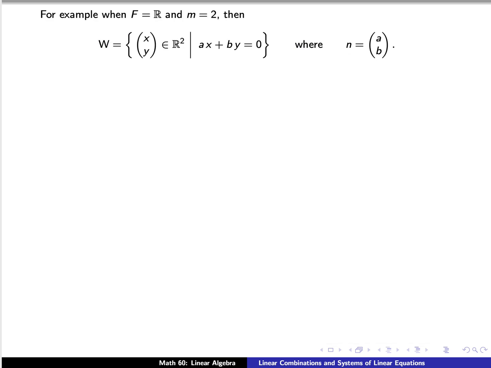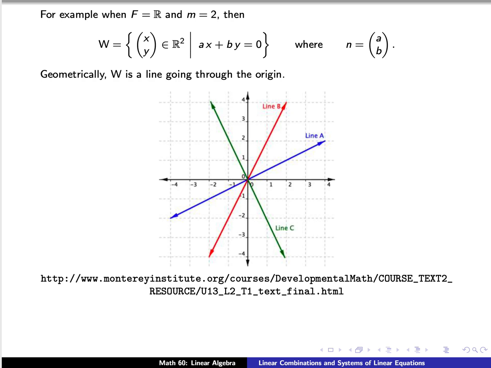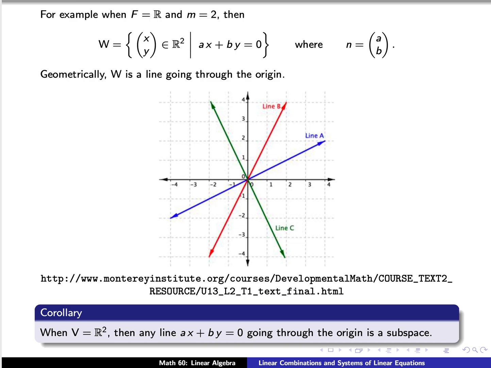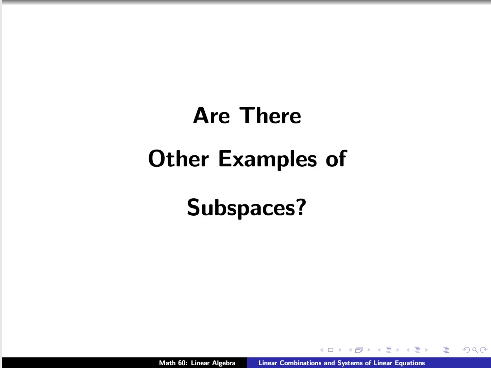We found before, in a very special case when our field F is the real numbers and our m is equal to 2, that we have a nice geometric interpretation. In this case, our hyperplane is nothing more than a line through the origin. And in fact, the previous result asserts that given the real plane R2, any line through the origin is an example of a subspace. But are there other examples of subspaces? Today we'll discuss this and more.